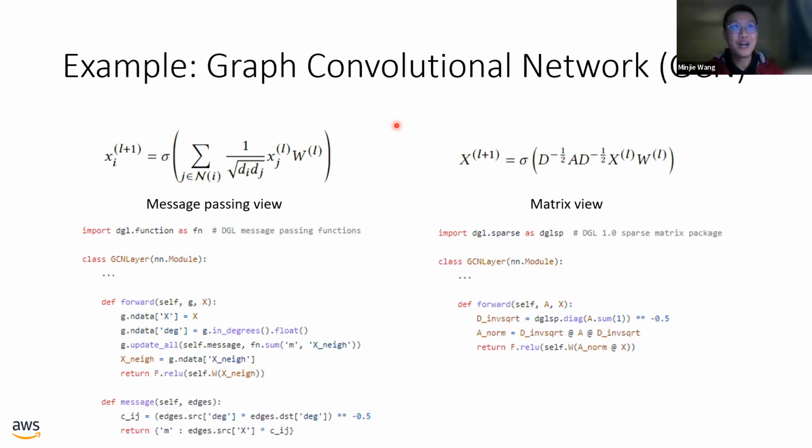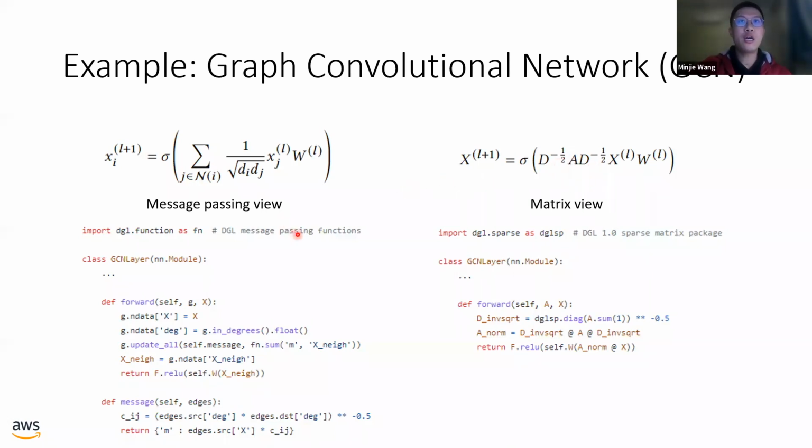For example, if you look at the GCN model, the left-hand side is a message passing view, where it describes how the node embedding i is being updated using the data from j and i itself. On the right-hand side, this is mathematically equivalent to how we calculate the new node embeddings using the diagonal degree matrices, a sparse adjacency matrix, and some operations like inverse square root.